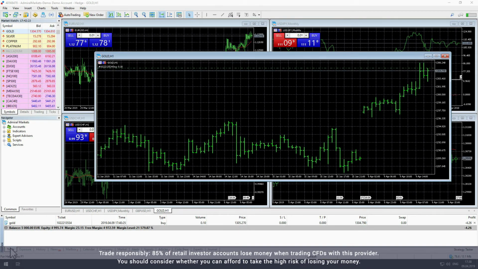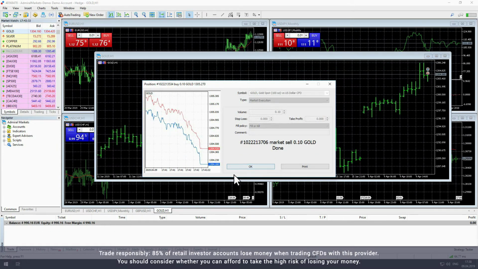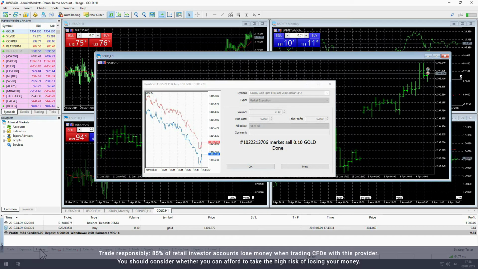When you're ready to close your trade, simply double-click on the trade in the toolbox. This will open the order window again. To close your trade, simply click the Close button at the bottom of the window. Your trade will now disappear from the Trade tab in the toolbox and will appear in the History tab as a past trade. And that is how you make a trade in MetaTrader.